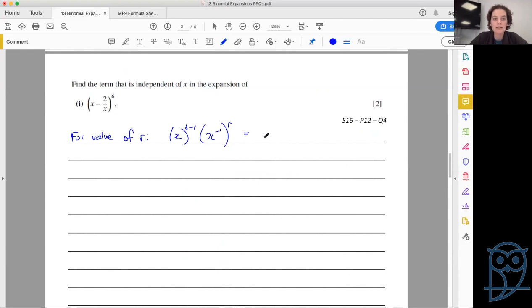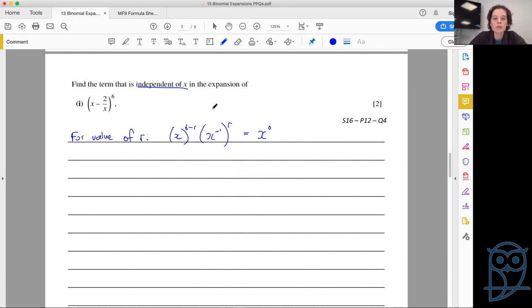And we are building the term that is independent of x. What does that mean? That means there's no x there. Okay, if you're independent of x, you are not affected by x. So how do we write no x in exponent form? We write it as x to the naught, because remember, anything to the power naught is 1. So we would be independent of x if we had x to the naught.